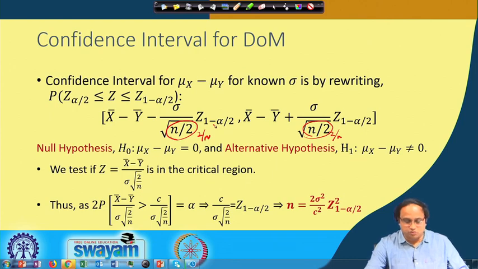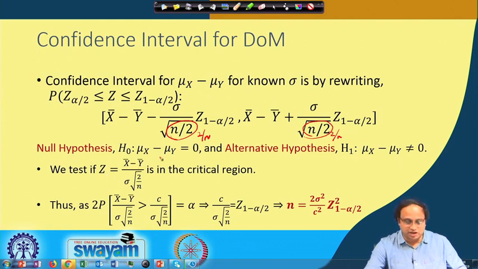Now we make a null hypothesis. The null hypothesis is that mu x minus mu y is equal to 0, which means that both the means are the same. The alternative hypothesis is that mu x minus mu y is not equal to 0. Therefore, we test this statistic z.